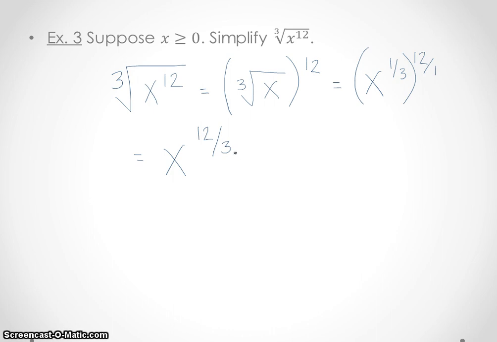Alrighty, now notice 12/3 actually does simplify, so 12 divided by 3 is really just x to the 4th power. So we were doing a little bit too much right here. That's why they wanted us to simplify it. All we had to do is take it to the 4th power, and that's all we needed. We didn't need to take it to the 12th and then cube root it, because that would be the same thing as taking it to the 4th.